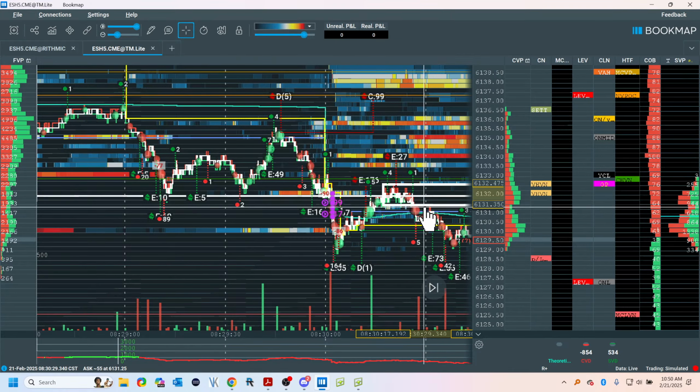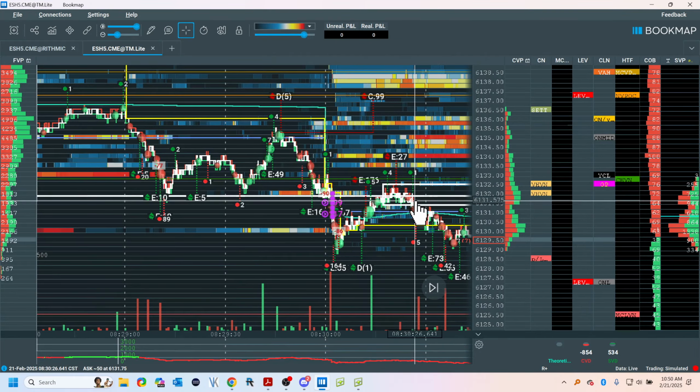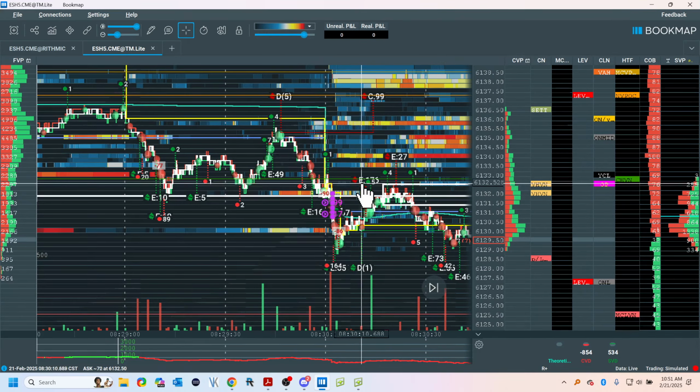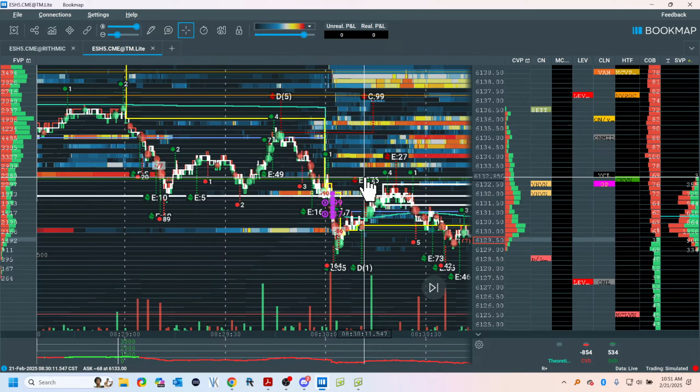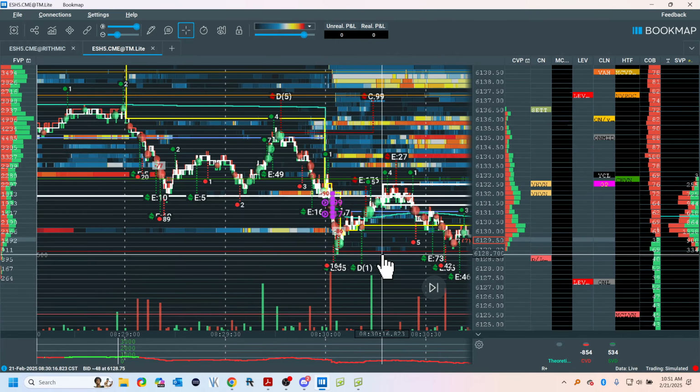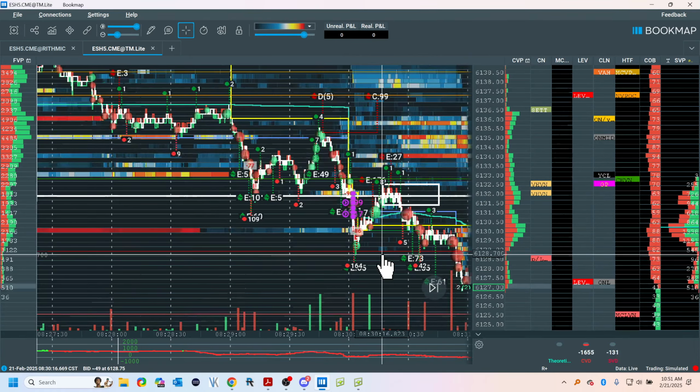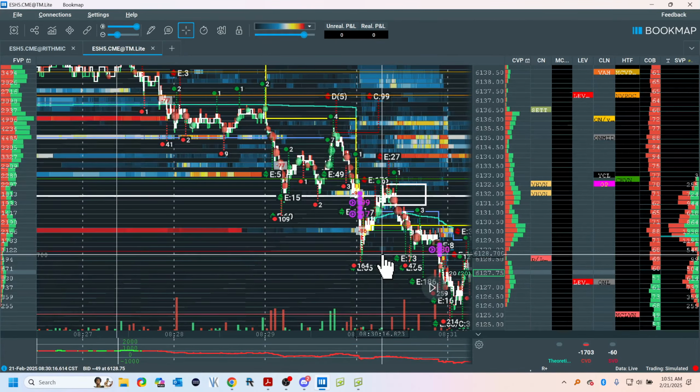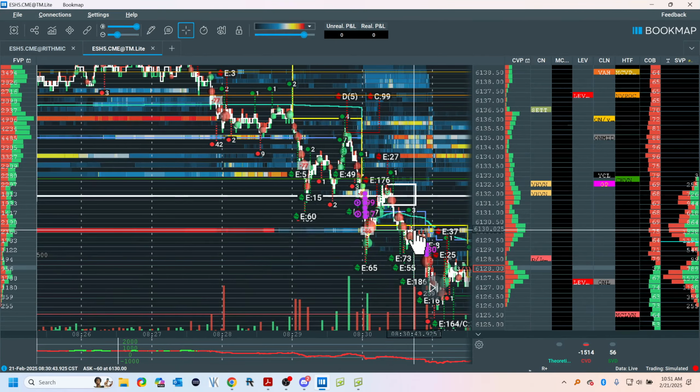There's the trigger. Here's the test. If you took a short here, you're leaning against that, and your stop has to be above this high. And then you are willing to take a stop, because if you're not willing to take a stop, you cannot participate. Let's watch. VPOC migration. Let's label this one.